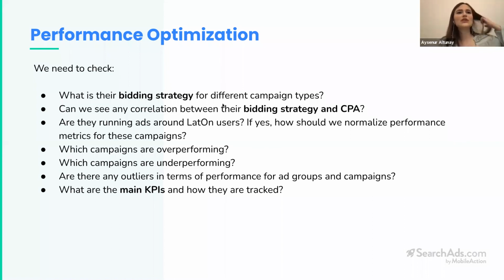Can we see any correlation between the bidding strategy and CPA? You can check if your CPA, cost per acquisition, is quite high. Maybe I should decrease the bids of these keywords because they are expensive for me. So you can also analyze your CPAs at this point. You can also consider your LAT on users, whether you have some targetings or not, and overperforming and underperforming keywords that I just mentioned here, while optimizing the performance of your campaigns and ad groups. These are the questions that you can ask.